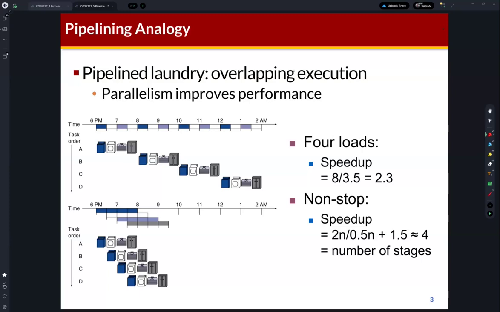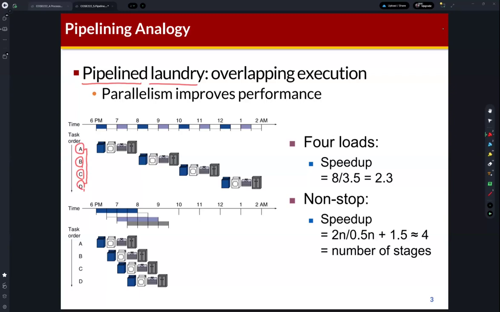Okay, so as you can see, the title is pipelined laundry. I will use the example of the laundry process for explaining the pipelining concept. Okay, so let's see the analogy. There are several tasks like A, B, C, D. You can understand that these tasks are like the clothings, right?